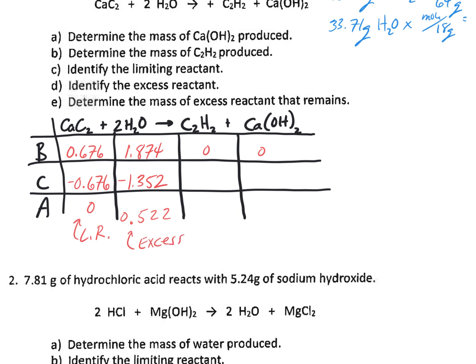All right, now let's see how much product we're going to make. This is a balanced chemical equation. So for every 1 calcium carbide, I'm going to make 1 of these. It's called ethylene. No, it's acetylene, actually. This is called acetylene. All right, so for every 1 of these, I'm going to make 1 of these. And for every 1 of these, I'm going to make 1 of these.